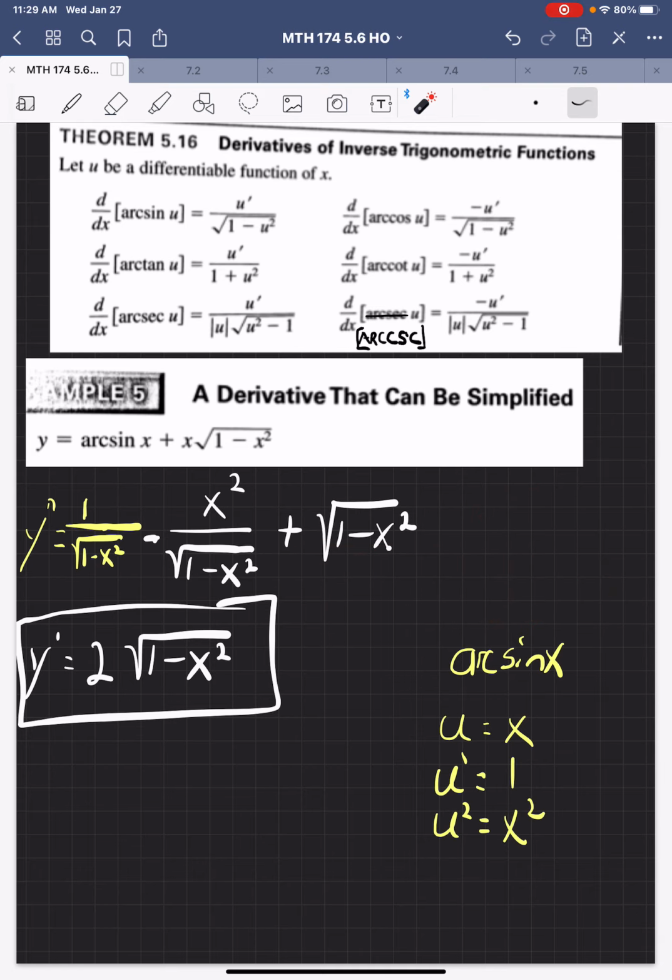All right, so let's conclude. That is 5.6. Where are we going from here? I wish Chapter 5 got a little bit more exciting, but it does not. Chapter 7 is quite exciting, I think you'll agree. But we've just got done working on derivatives of inverse trig functions, so where do you think we're going to go next? Well, yeah, we're going to learn how to integrate inverse trig functions. So that'll be 5.7, the next video.